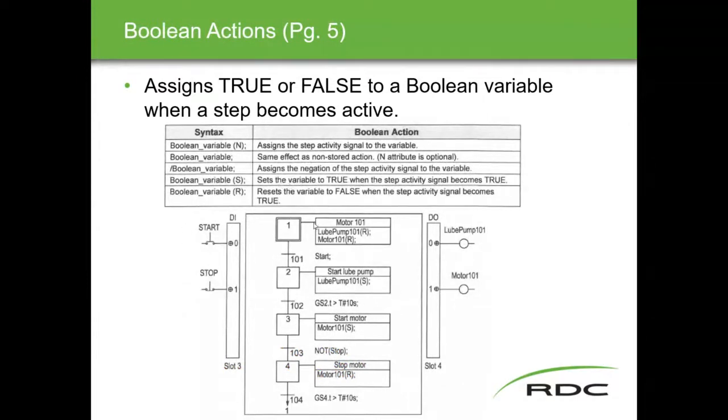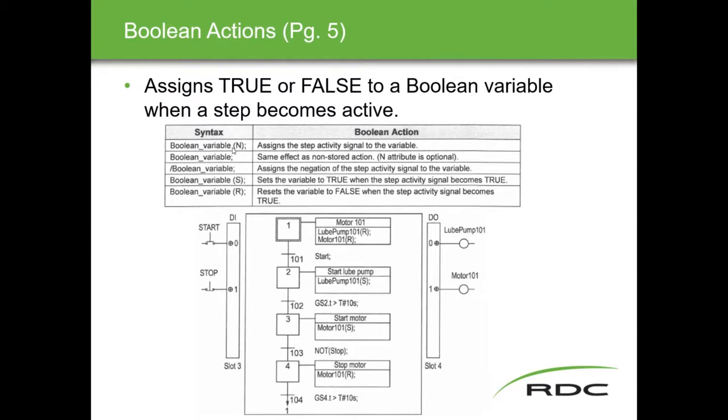We see things here, Boolean actions that occur as a function of a step. So we have a step, it's obviously got to perform some type of action. We want it to do something. And those are Boolean actions, which will assign a true or a false to a Boolean variable when a step becomes active. Different syntax that you'll see out there, as you'll see here, loop pump 101R, loop pump 101S, for example.